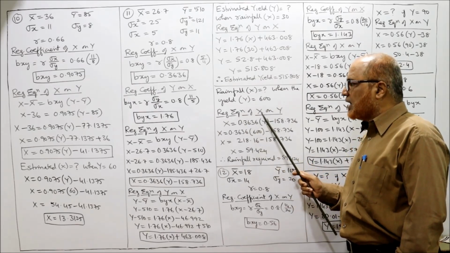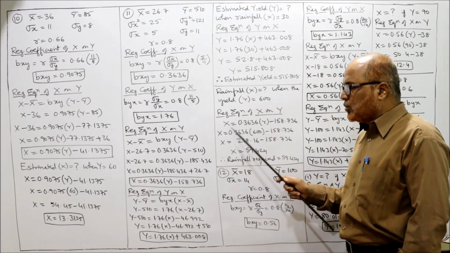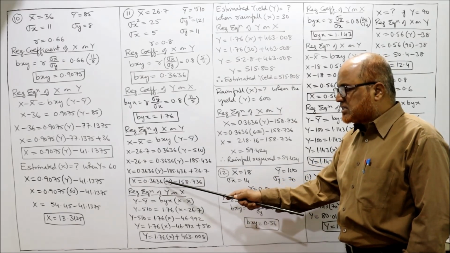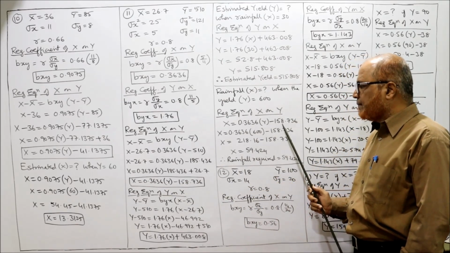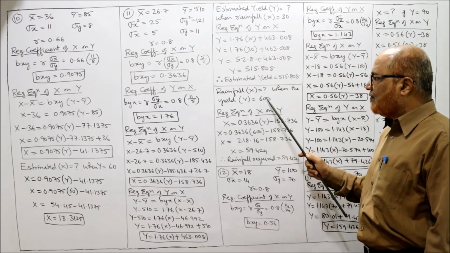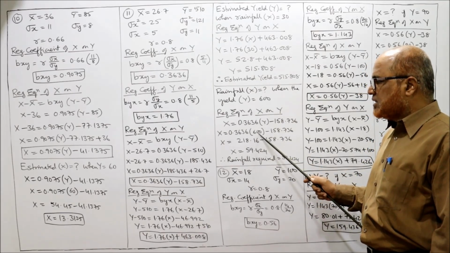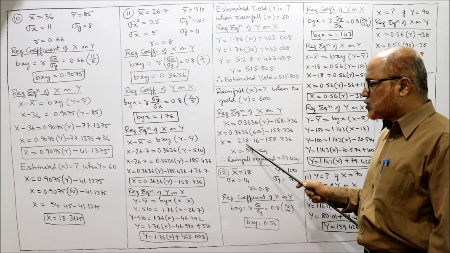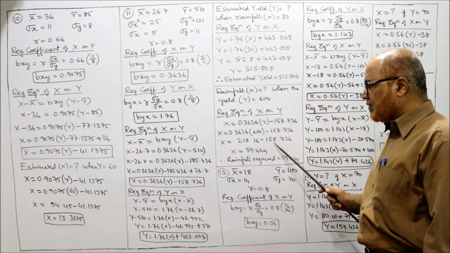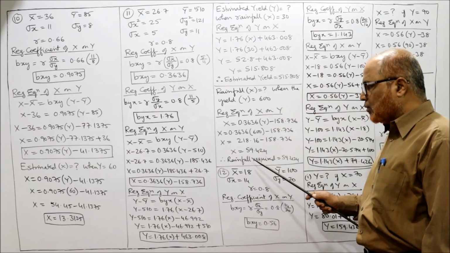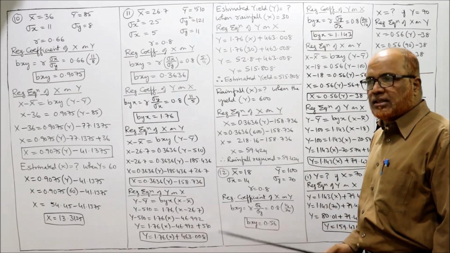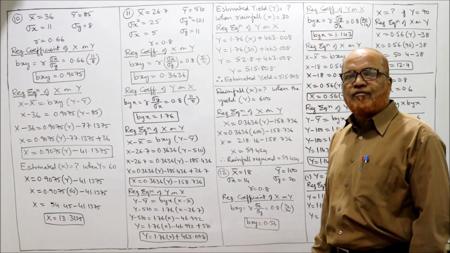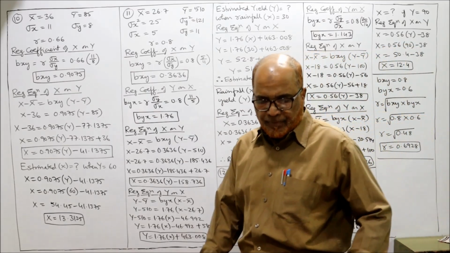So regression equation X on Y is X is equal to 0.3636Y minus 158.736. In place of Y, I am substituting 600. 600 into 0.3636, 218.16 minus 158.736. So 59.424. This is the rainfall required. That's all. This is the end of problem number 11.